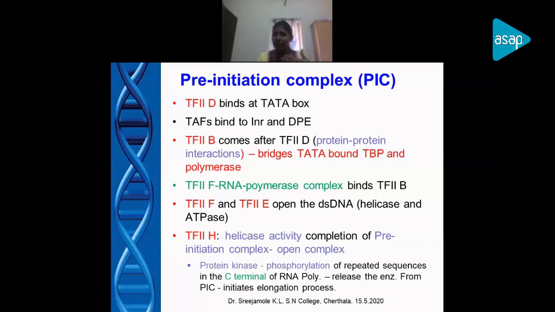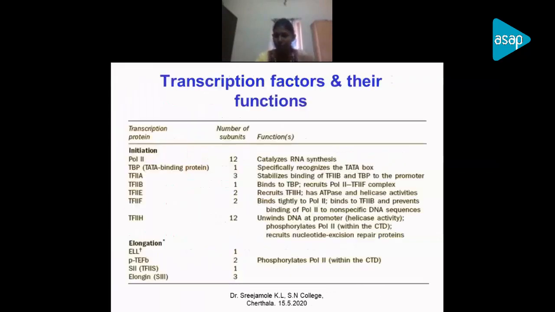It also has an additional kinase activity. It is a protein kinase, and it phosphorylates the repeated sequence seen on the C-terminal domain of RNA polymerase and releases the enzyme to initiate the elongation process. So these two functions are seen in TF2H. It acts as a protein kinase by phosphorylating the CTD sequences in the RNA polymerase. By phosphorylating the CTD, the RNA polymerase detaches, and after completing the pre-initiation complex, it can move to the elongation process. So that is what happens during this. This is the same thing we have already discussed.